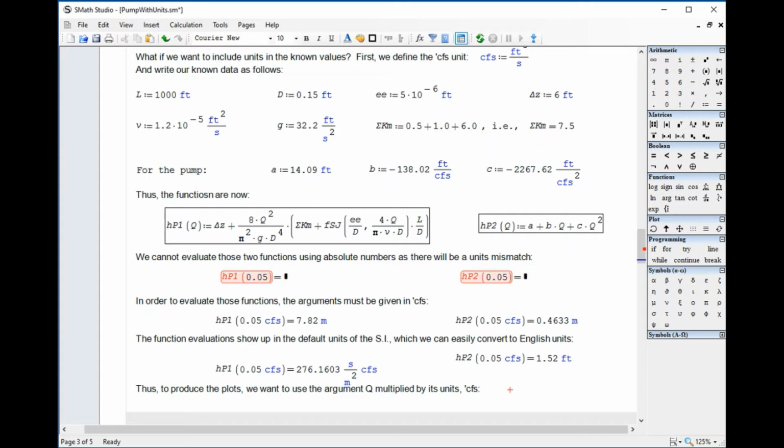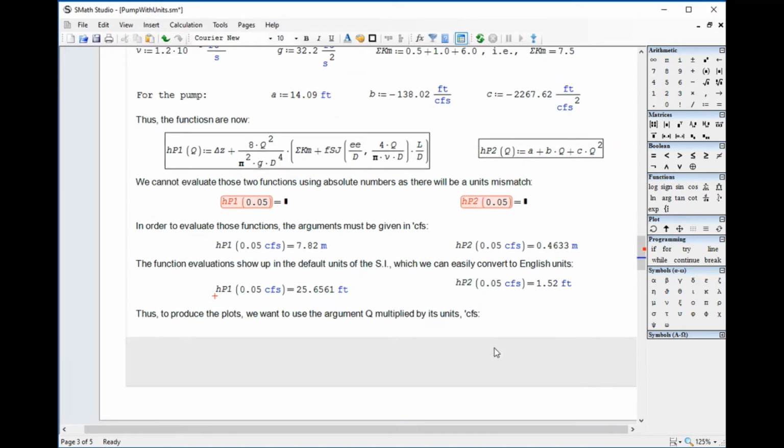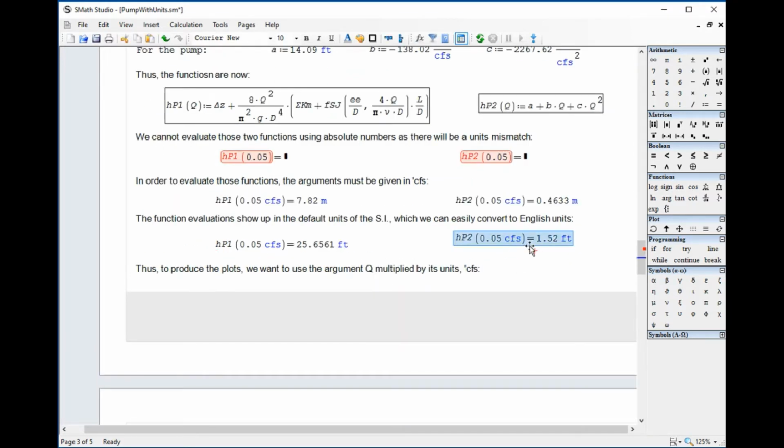Let me try something here. No, it isn't cubic meters per second. Oh, of course, I'm sorry. It's meters, not cubic meters per second. This should be just feet. For a moment, I thought I had messed up with the units. And the same thing here: if I copy this result that is giving me units of the international system, and then I click to the right and click on the placeholder and type quote FT, feet, 1.52 feet.